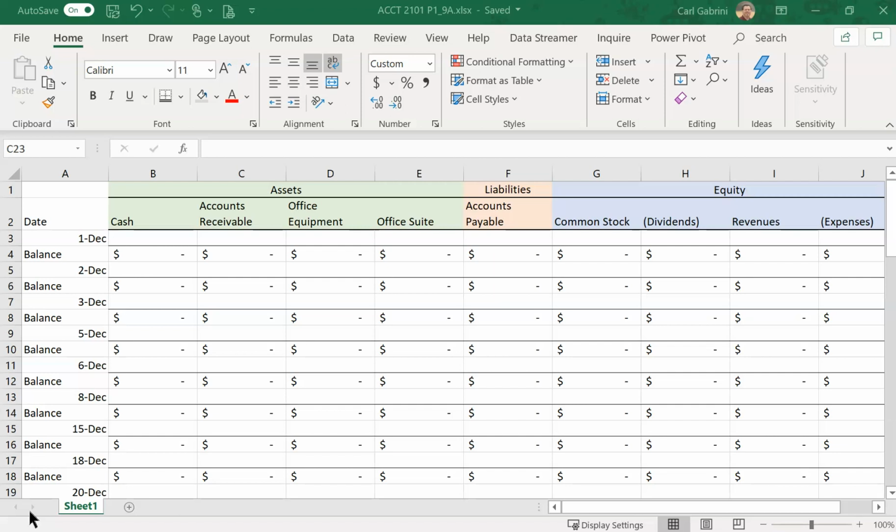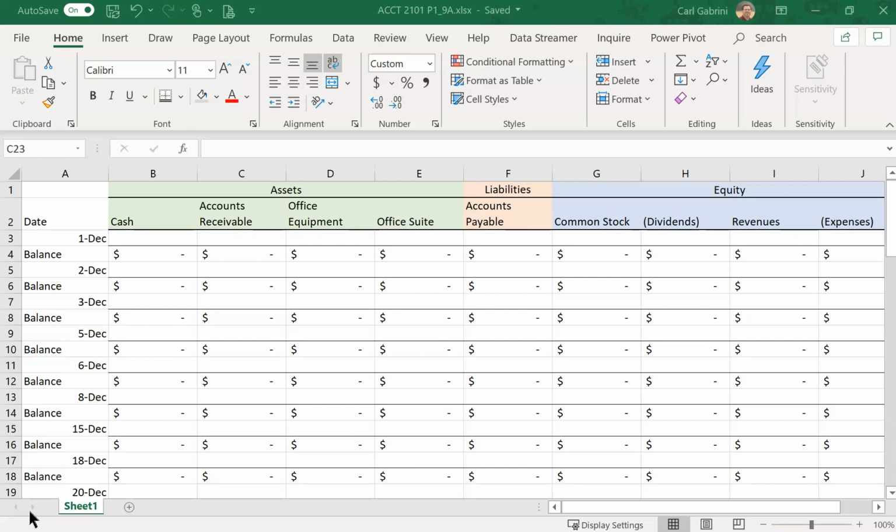So there are two requirements in this particular problem. The first one is create the table similar to the one in Exhibit 1-1.9, which we've done here in Excel. Then it says use additions and subtractions within the table to show the dollar effects of each transaction on individual items of the accounting equation and show new balances after each transaction. That explains why I have so many balance lines, because they want you to create a balance after every transaction.